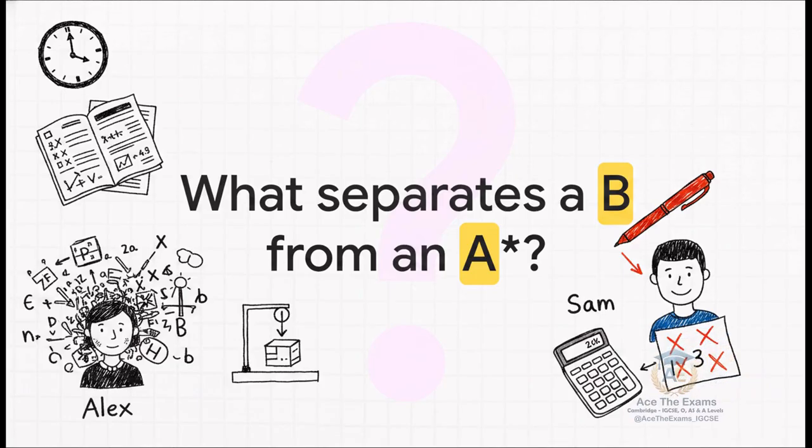Now, this is the exact moment that separates the good students from the truly exceptional ones. What really separates a B from an A-star in physics? Well, let me introduce you to two students who represent exactly what we see year after year. Let's call them Alex and Sam.